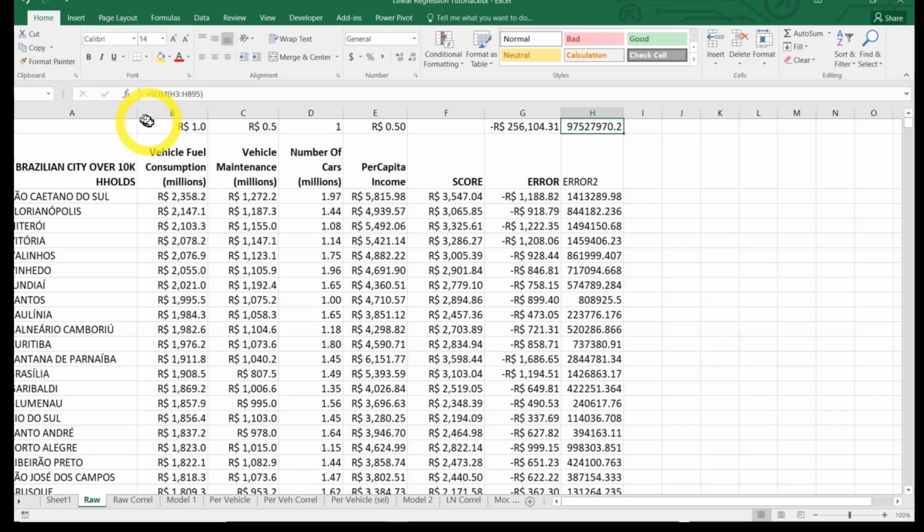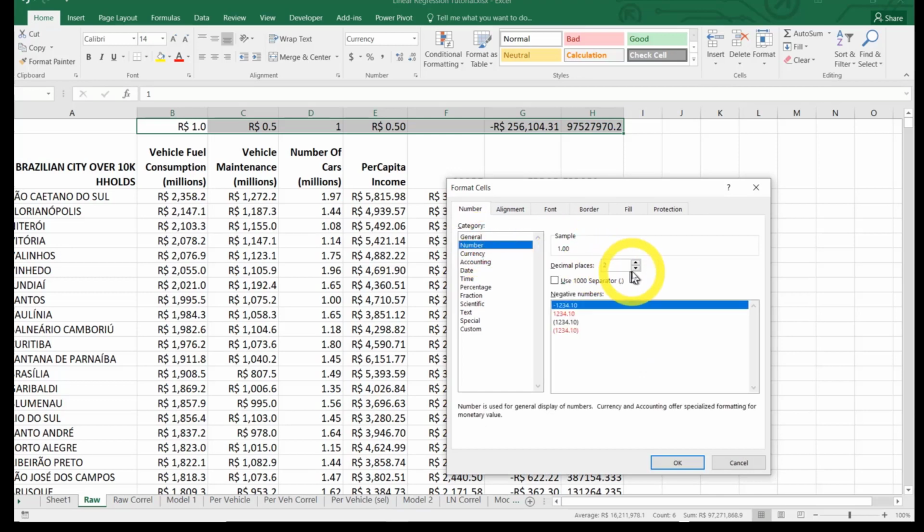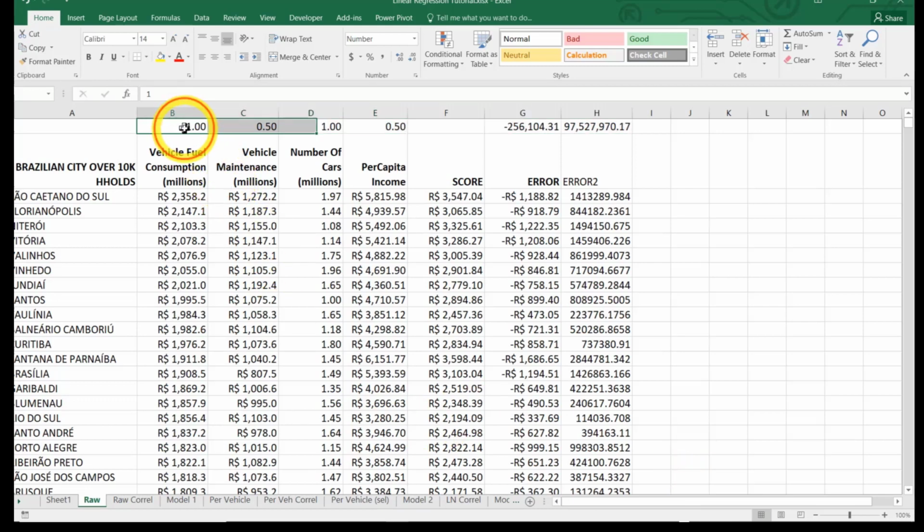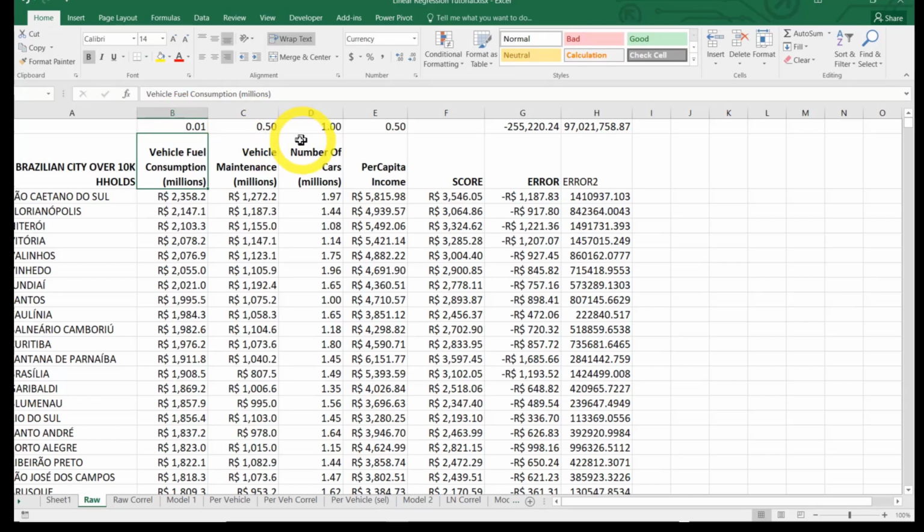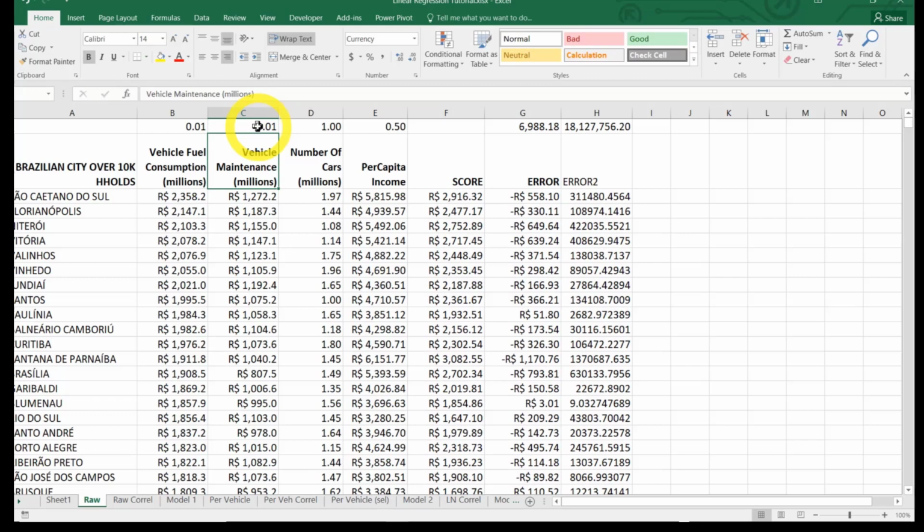And by the way, none of these numbers here should have units of measurement. They're not measured in dollars. They're coefficients. And we could start playing with this. Okay, let's see here now. My total sum of squared errors is 97 millions. If I lower this number here from 1 to 0.01, it didn't make much of a difference. But if I lower this number here from 0.5 to 0.005, oh, that brought the total sum of squared errors down substantially.